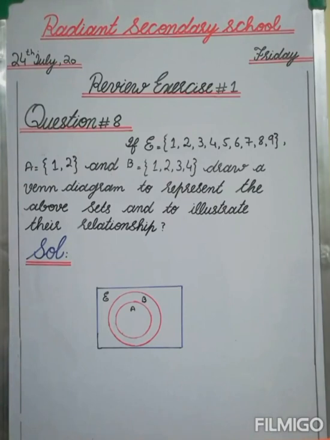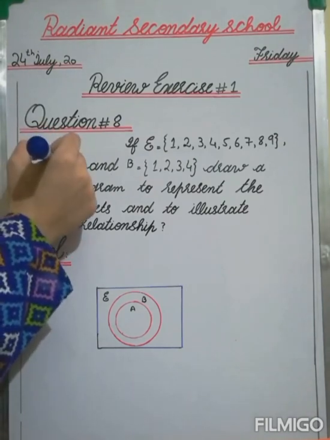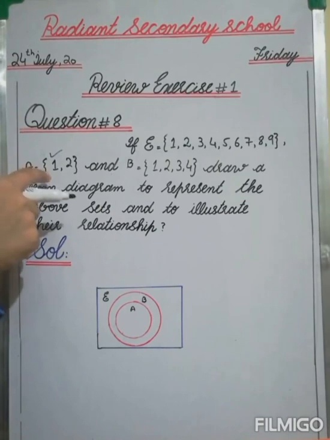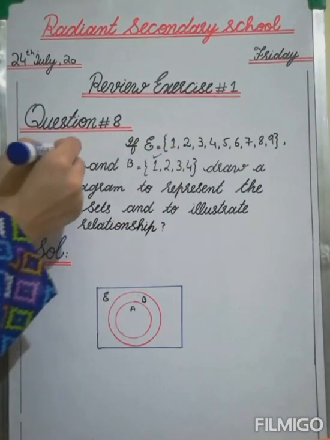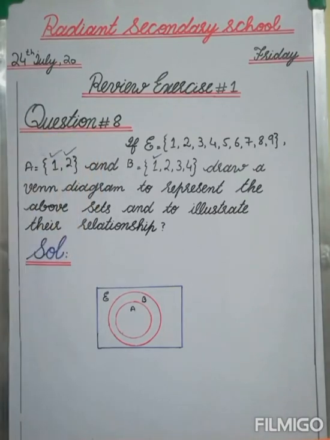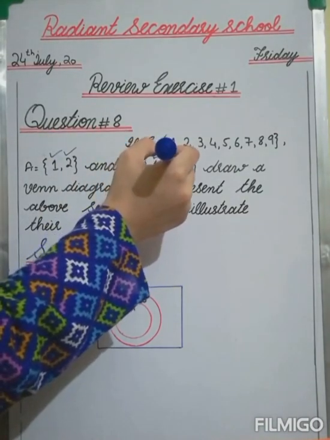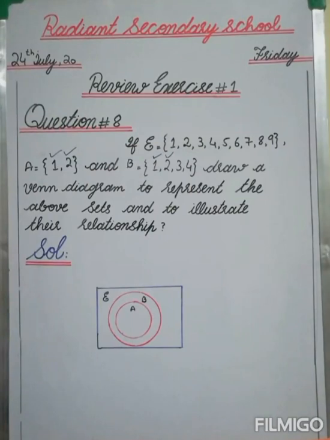Now check it for the disjoint. First we have to check the common elements. 1 is common, yes, 1 is present in set A and 1 is also present in set B. 2 is common, yes, 2 is present in set A and 2 is also present in set B. So these sets are not disjoint, because disjoint means there are no common elements present. That's why this is not the case of disjoint.